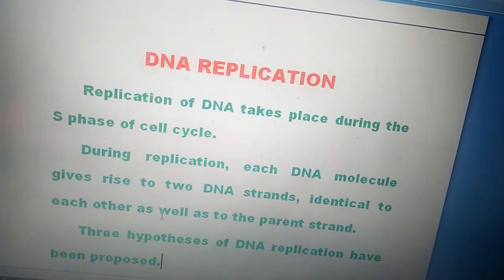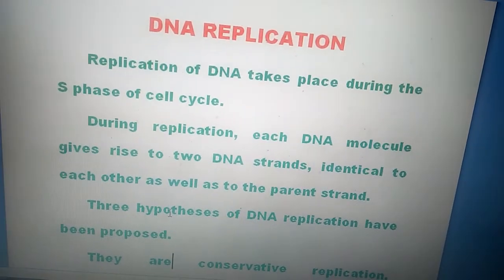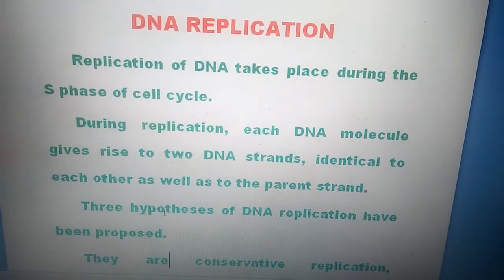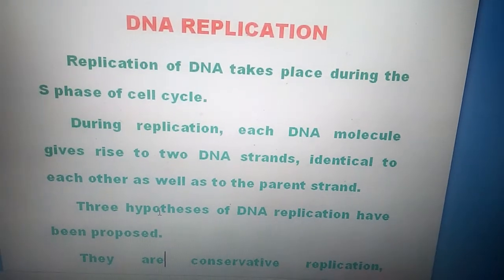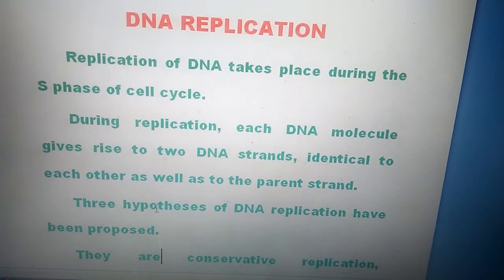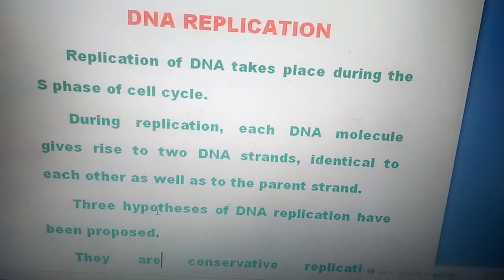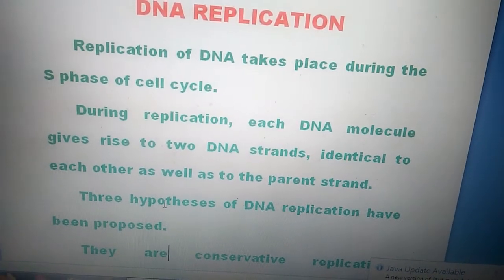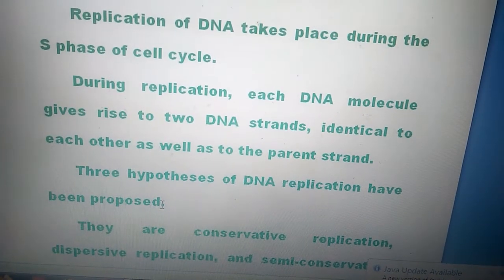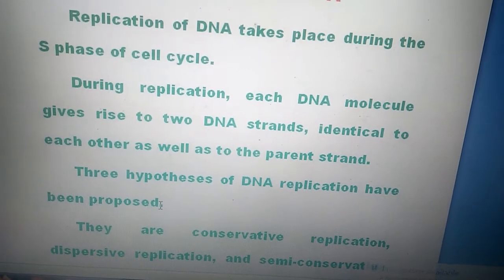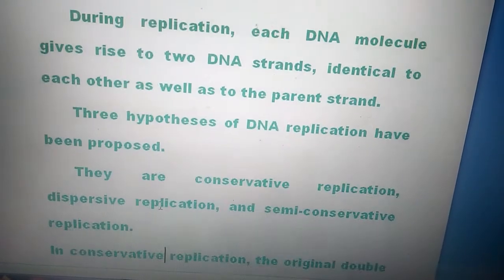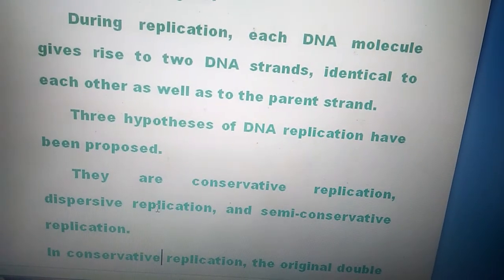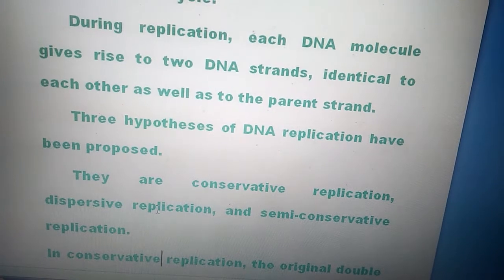DNA replication. Replication of DNA takes place during the S phase of the cell cycle. During replication, each DNA molecule gives rise to two DNA molecules identical to each other as well as to the parent molecule. Three hypotheses of DNA replication have been proposed. They are conservative replication, dispersive replication, and semi-conservative replication.